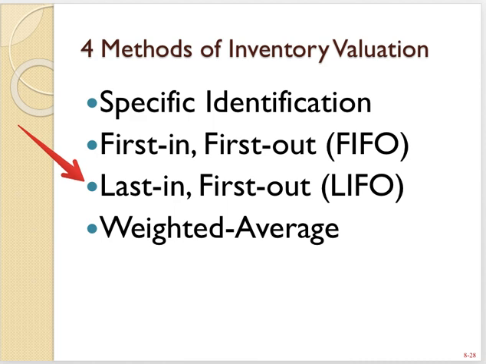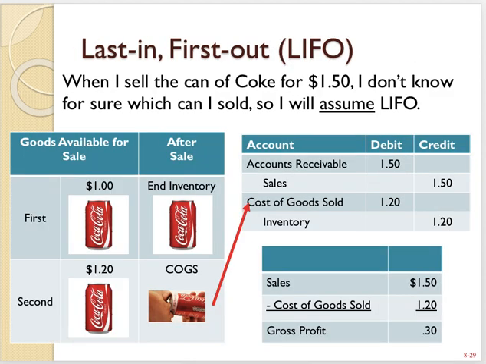So here we have that same scenario. We're going to sell 1 can of Coke for $1.50, but we don't know for sure which one it is, so we're going to assume LIFO, or last in, first out. And what you see here is we still have the same cost layers. Our first cost layer is the first thing we bought, which was $1. And the second cost layer is the second thing we bought, which was $1.20.